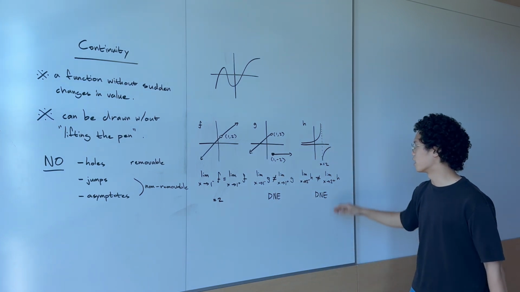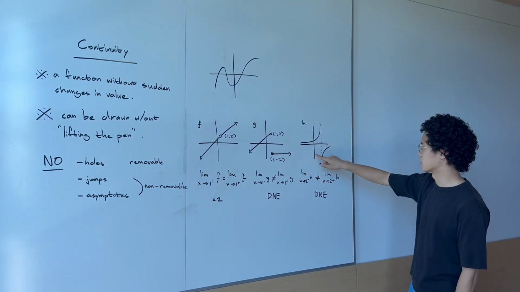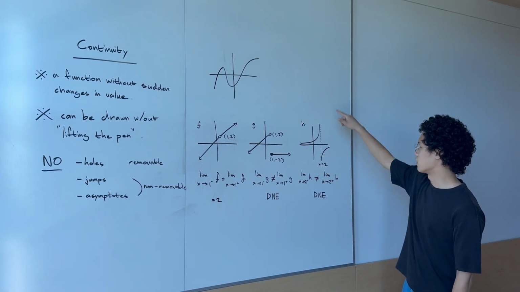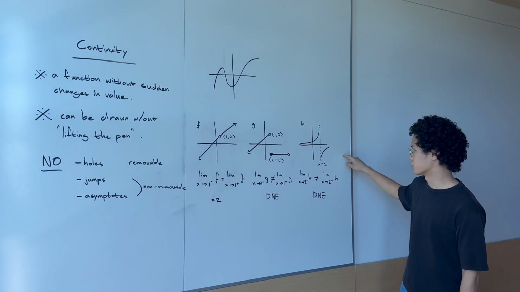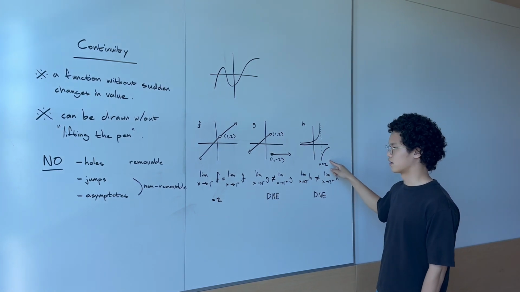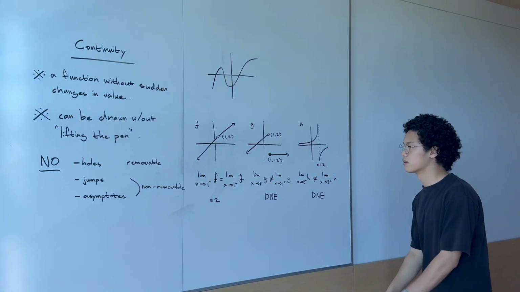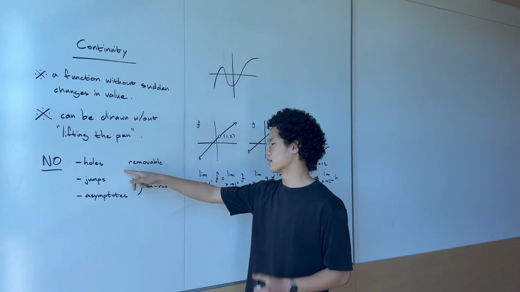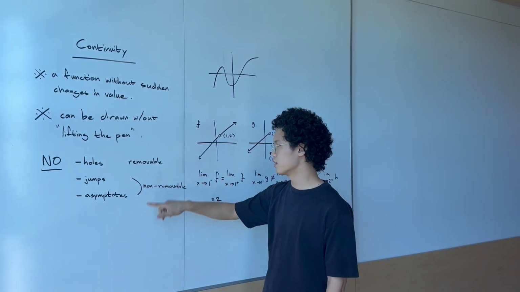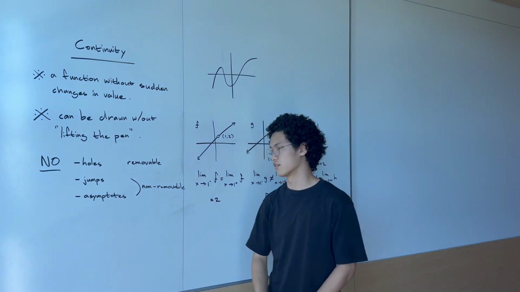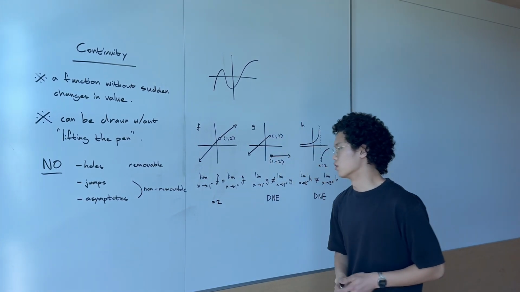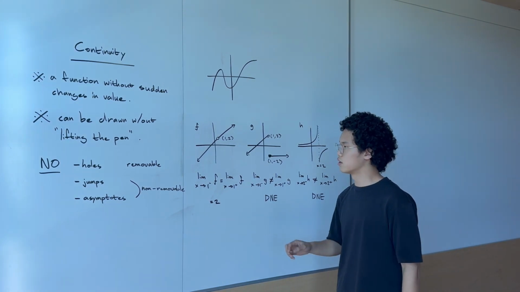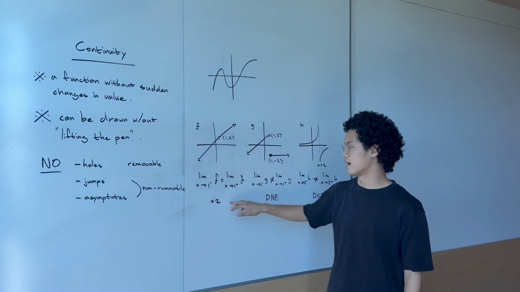And then finally we have function h, which has an asymptote as it approaches x equals 2. From the left it goes infinitely high, and it goes infinitely low as it approaches from the right. So that is an asymptote or an infinite discontinuity. As you can see, a hole is classified as a removable discontinuity, and jumps and asymptotes are classified as non-removable.